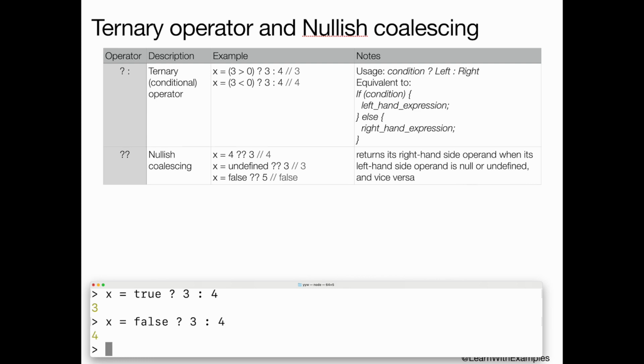Similar to the conditional operator, but takes only 2 operands, is the nullish coalescing operator. The nullish coalescing operator returns its right-hand side operand when its left-hand side operand is null or undefined, and vice versa. For example, nullish coalescing of 4 and 5 equals 4, while nullish coalescing of null and 5 equals 5. Please be aware that false is not null, thus, nullish coalescing of false and 5 will result in false.